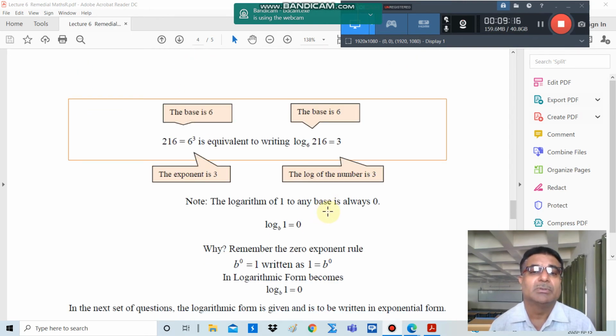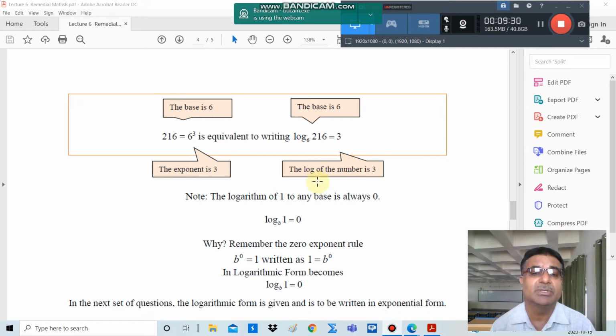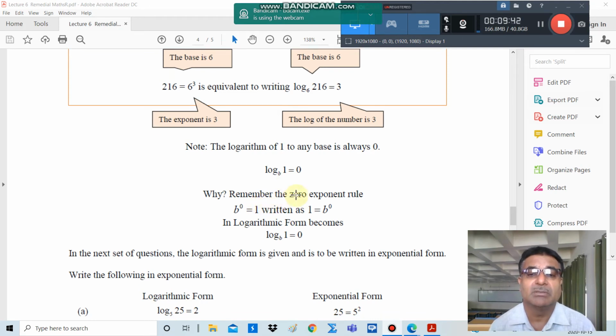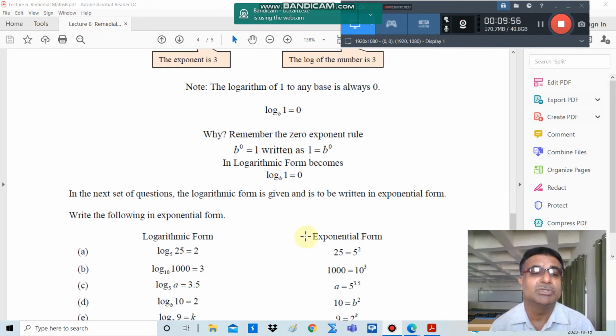Yes, in this figure, I illustrated the above examples. The base is 6, the base is 6. Similarly, the exponent is 3 and the log of the number is 3. Note, the logarithm of 1 to any base is always 0. That is log 1 to the base b equal to 0. Why? Remember the zero exponent rule: b power 0 equal to 1, written as 1 equal to b power 0. In logarithm form, this becomes log 1 to the base b equal to 0.